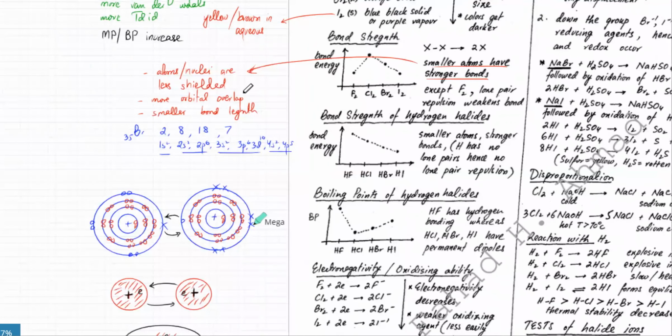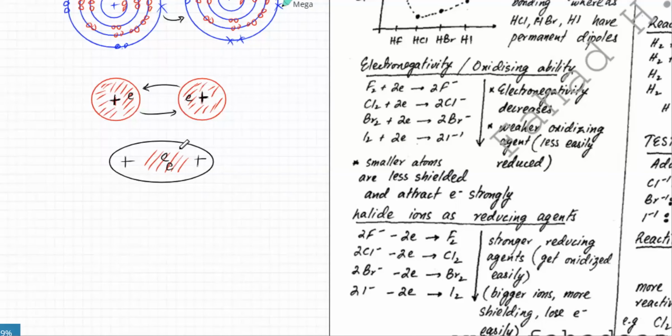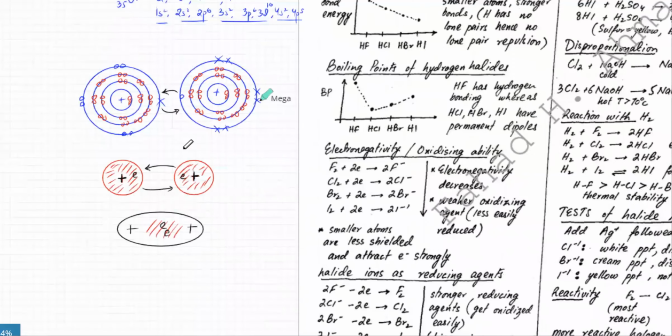There's going to be more orbital overlap, and the length of the bond is going to be very small. They would be very close to each other. So they're going to attract the electrons even more strongly. So that is why smaller atoms make stronger bonds.